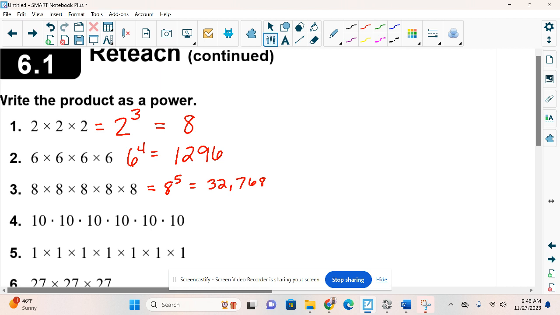32,768. Alright, number 4. 10 to the power of 6. The good thing about powers of 10 that I like is that whatever the exponent is, that's how many zeros you're going to have. So 1, 2, 3, 4, 5, 6. That would actually be 1 million.